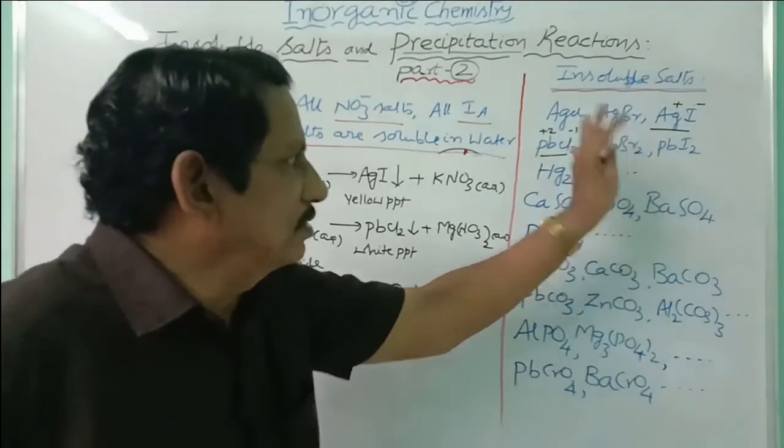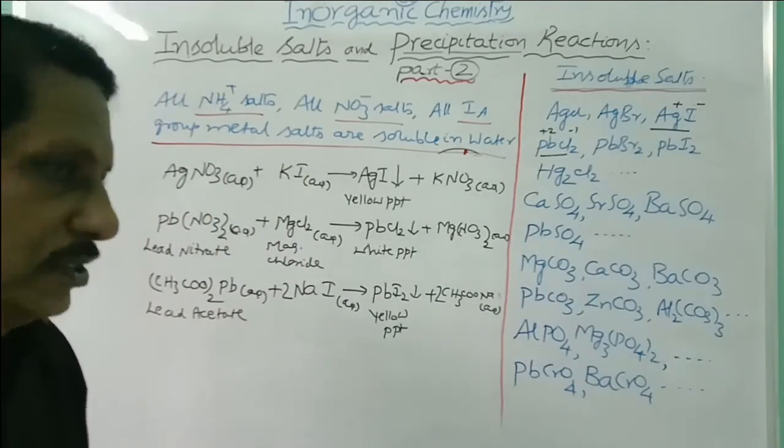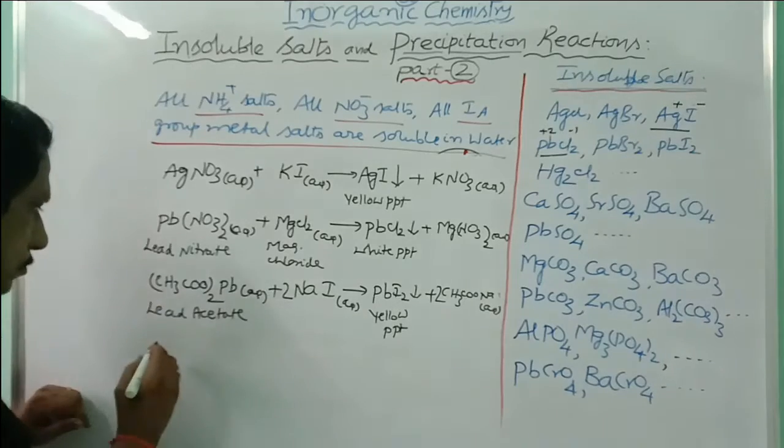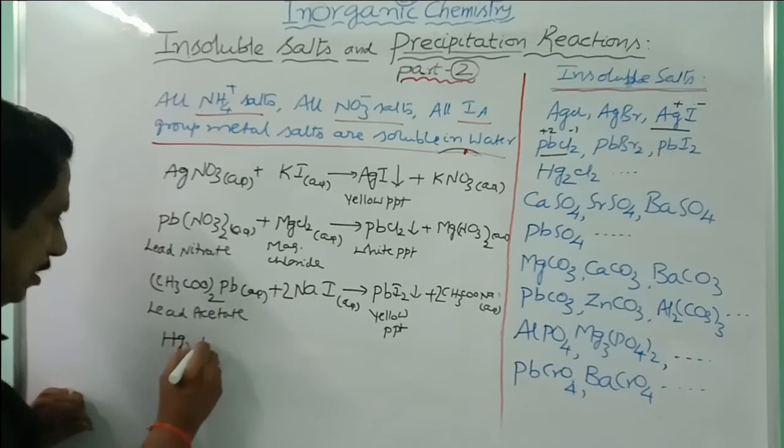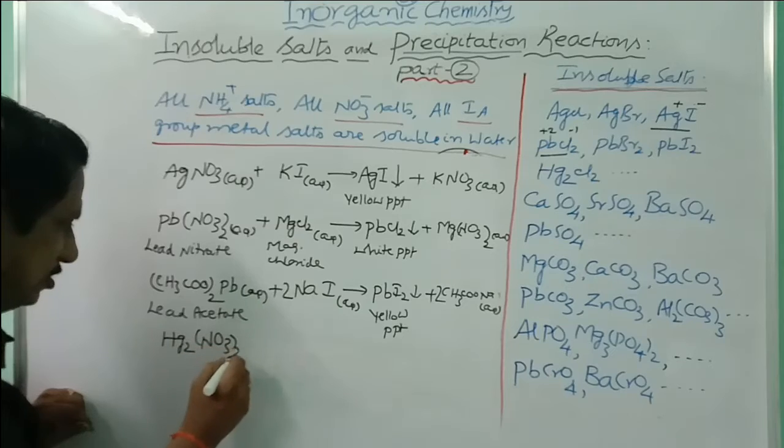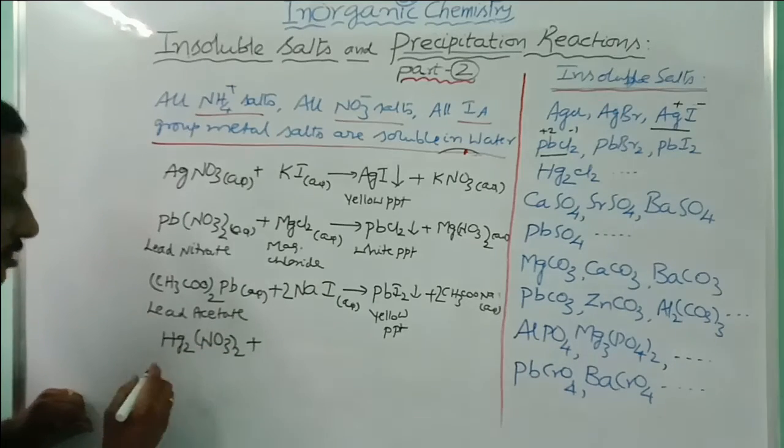Similarly, I am taking mercurous chloride. You can take mercurous nitrate, Hg2(NO3)2. This is mercurous nitrate.